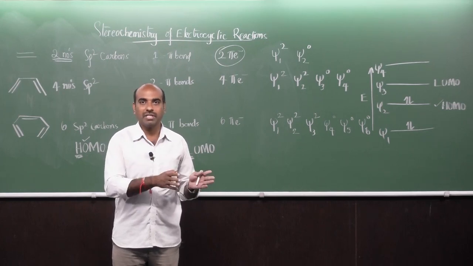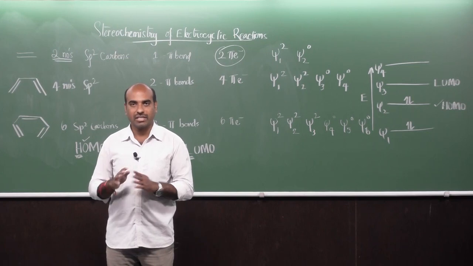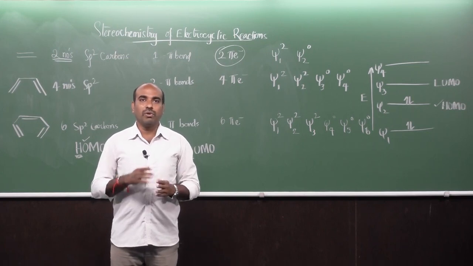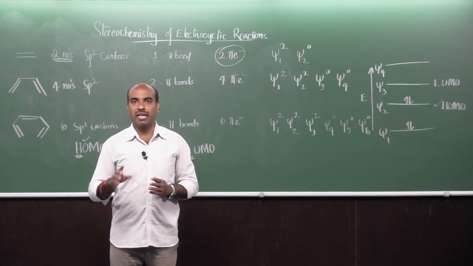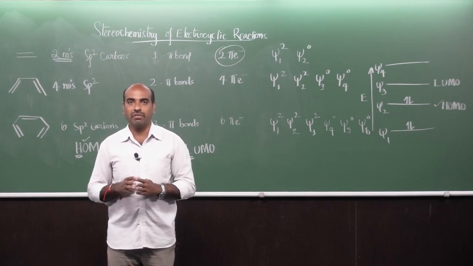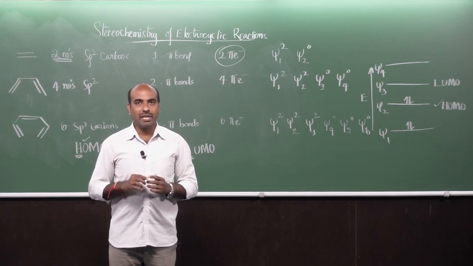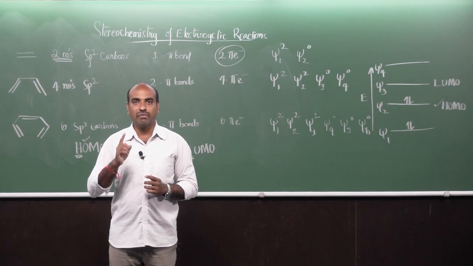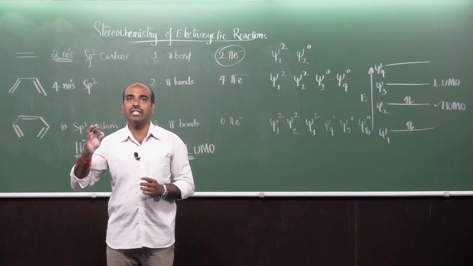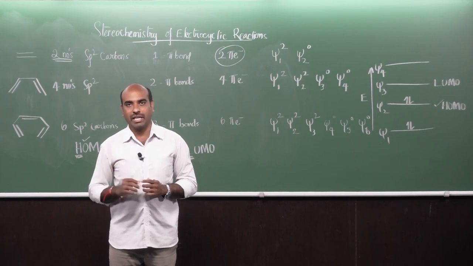So, the HOMO will not be the same in the case of thermal reaction and in the case of photochemical reaction; they are different. The HOMO, the highest occupied molecular orbital, is what is most important to understand electrocyclic reactions. In the frontier molecular orbital approach, the HOMO plays a crucial role. So, the first thing is we need to identify the correct HOMO in the given experimental condition.